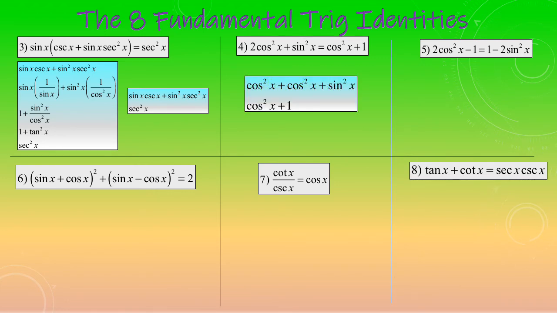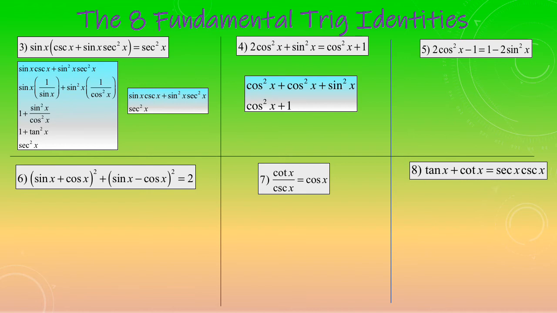Number 4 asks us to prove that 2 cosine squared of x plus sine squared of x is equal to cosine squared of x plus 1. Again, we choose to work on the left-hand side of the equation because there are 2 trig functions on the left side as opposed to just one on the right.